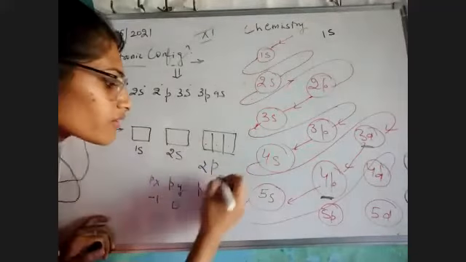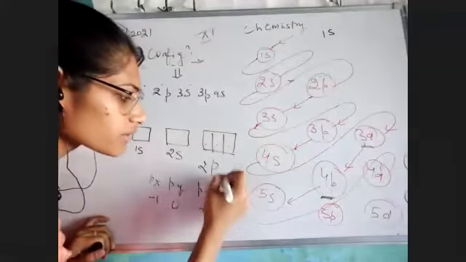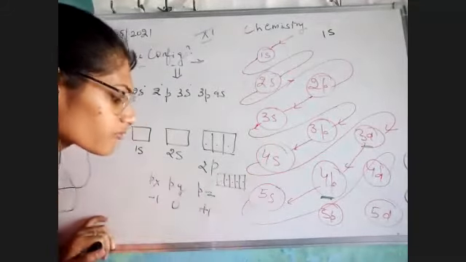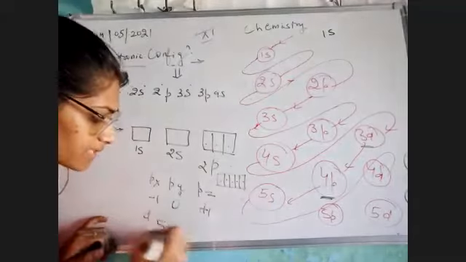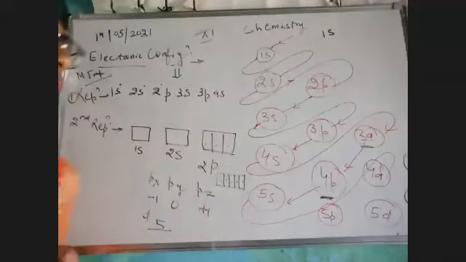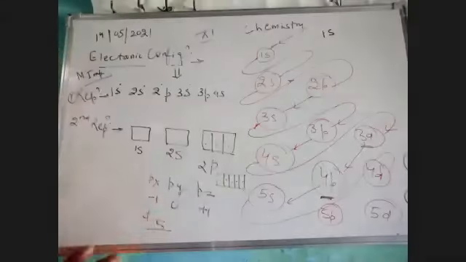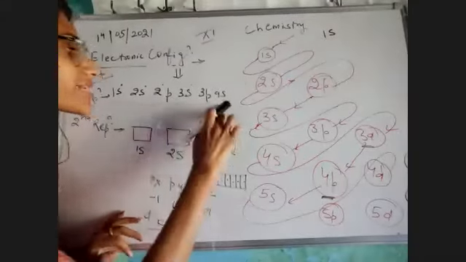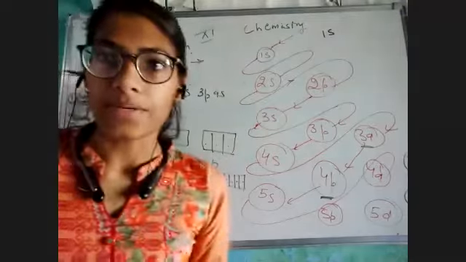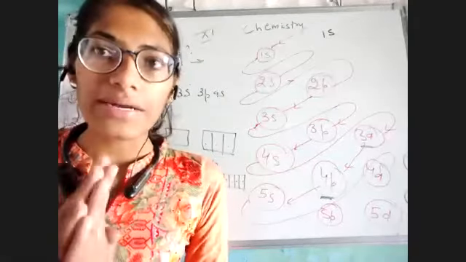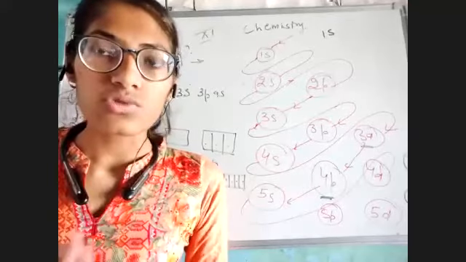d must have 5 representations: 1, 2, 3, 4, 5, because d has 5 orientations: -2, -1, 0, +1, +2. Okay, so that's it. Now we are going to do the representation with the help of examples. Now I'm going to teach you how we can fill up our electrons on the basis of atomic number.